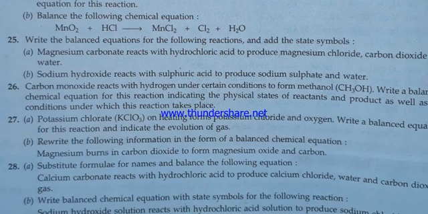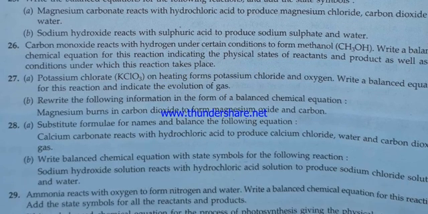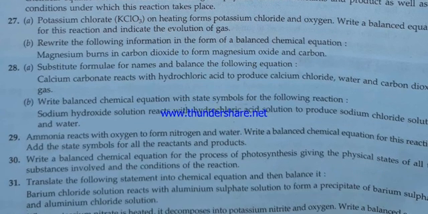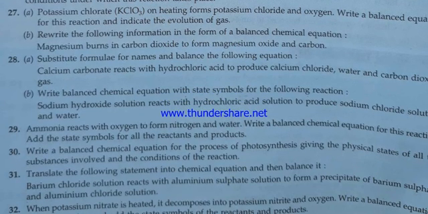Again balancing is there. All the questions belong to balancing. I think you can very easily do the balancing. Ammonia reacts with oxygen to form nitrogen and water. Write the balanced chemical equation. All the balancings are there. If any problem, you can give the question. I will give you the balanced equation.